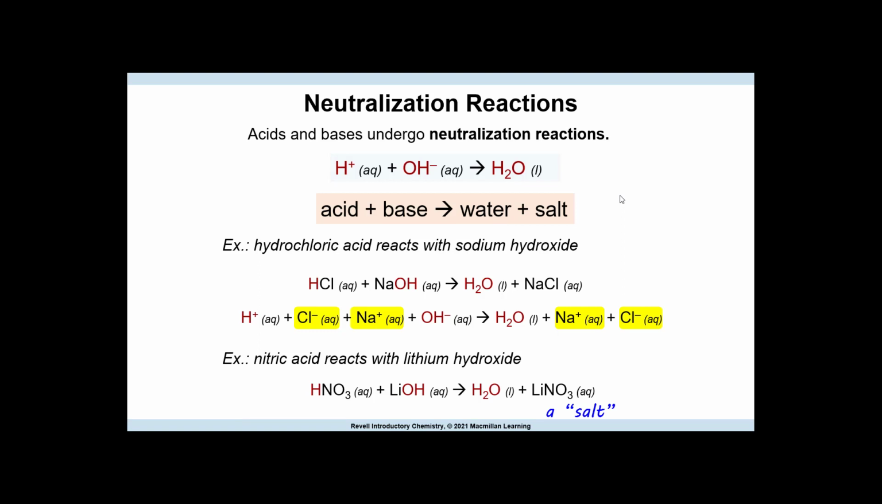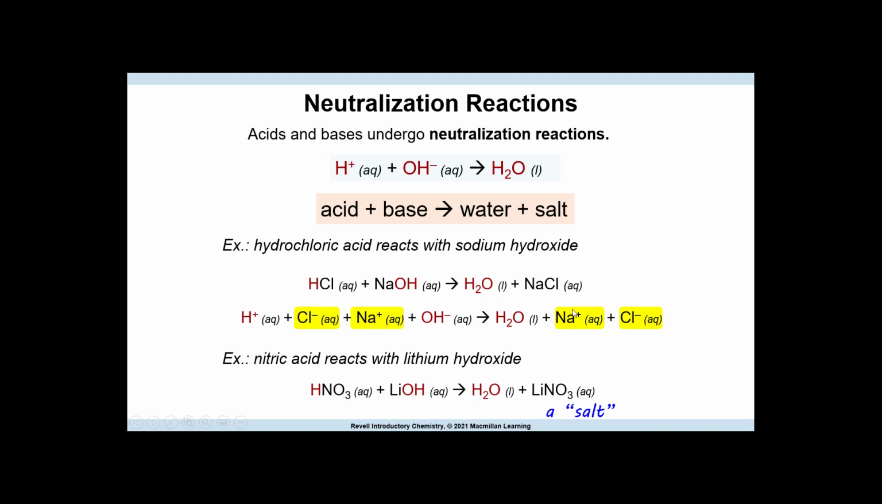So for example, we can look at hydrochloric acid reacts with sodium hydroxide. We can write this as a molecular equation or as a complete ionic equation. So in both cases, we see it here as molecular, we see it here as total or complete ionic equation. Remember, we have spectator ions. That would be the salt in this case.